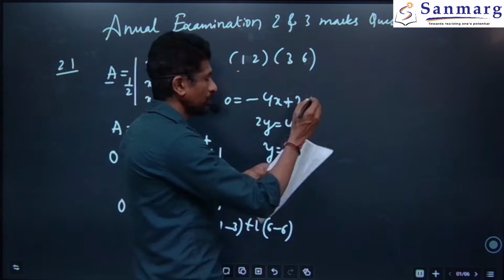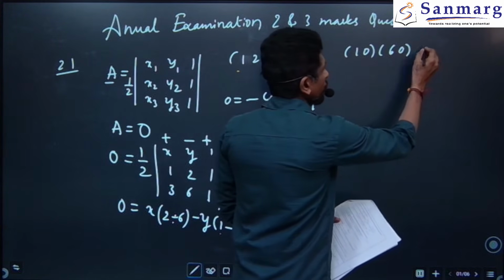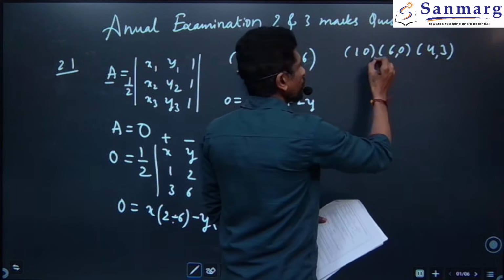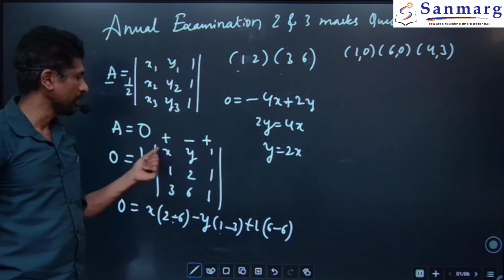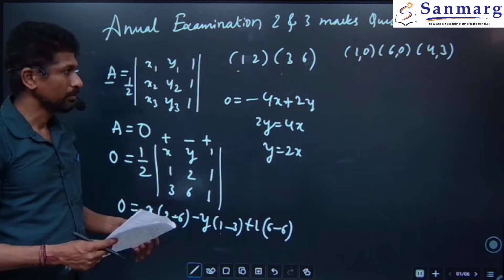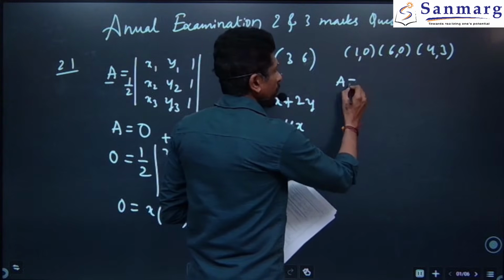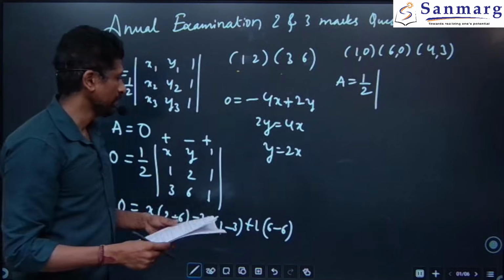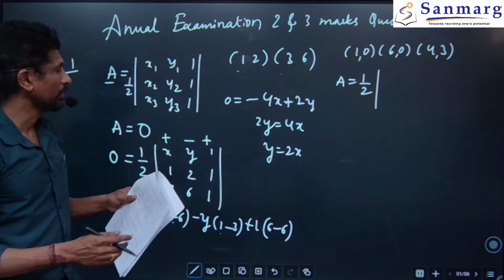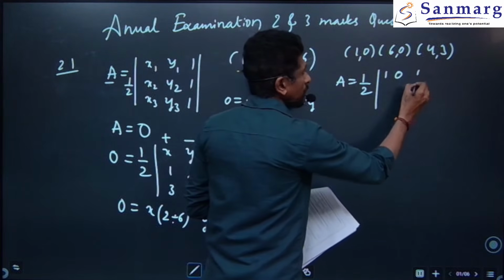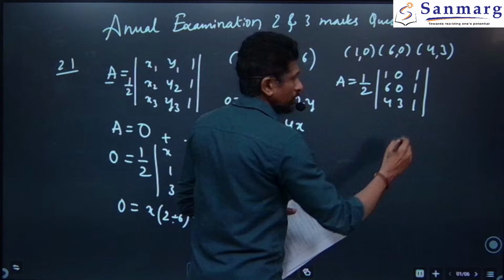The 3 vertices are 1 0, 6 0 and 4 3. Using determinants only, you have to find the area of the triangle. When they give 2 vertices and ask for the equation of the line, one vertex becomes x y and the area of the triangle is 0. But here you have to find the area of the triangle itself by using the 3 vertices. So half will be as it is. Next, in the standard formula, you have to substitute the x1 y1, x2 y2 and x3 y3 values. So this becomes 1 0 1, 6 0 1, 4 3 1.